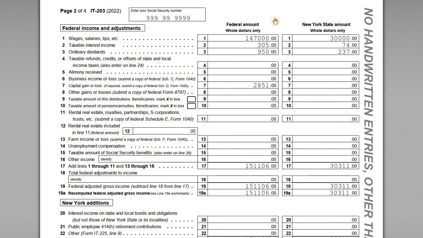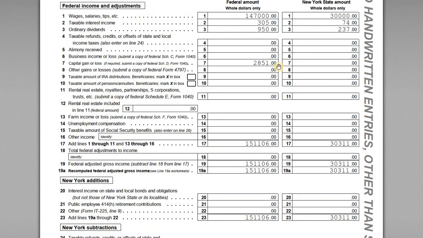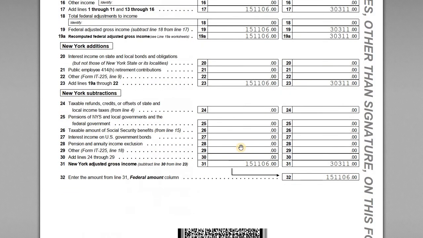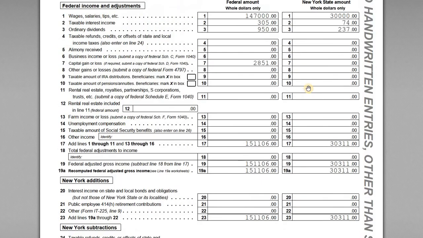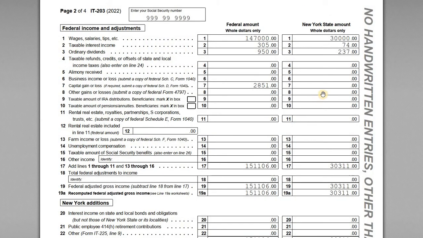So on the left-hand side here, we have the federal return column. These amounts line up with what we see on our Form 1040, right? The total wages, the investment income, our federal AGI of 151,106. And then on the right-hand side is where we report that New York State amount.